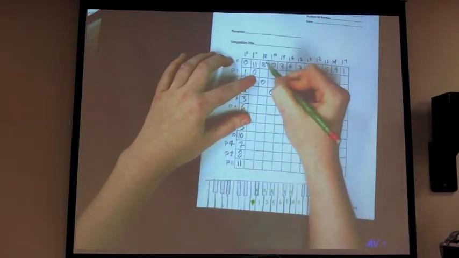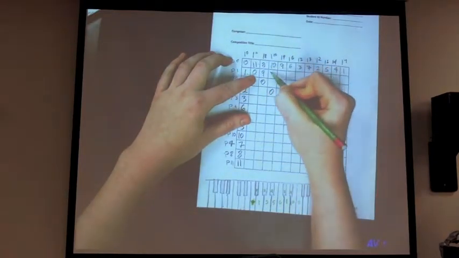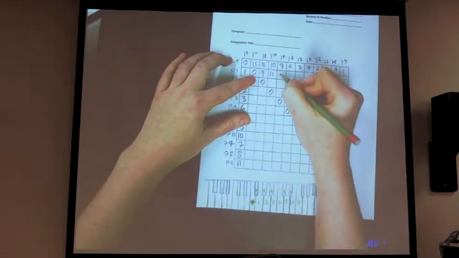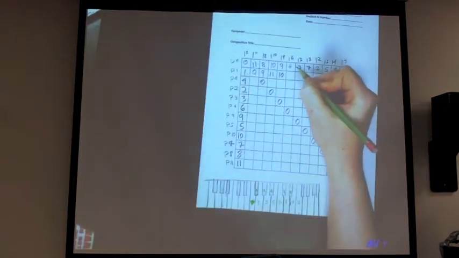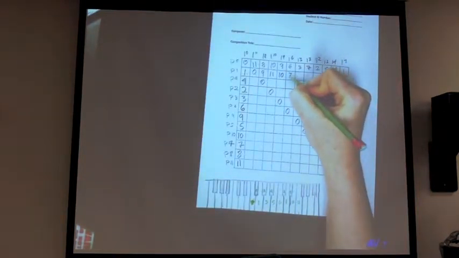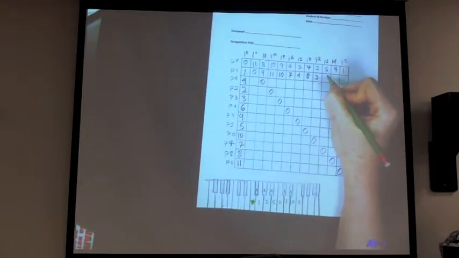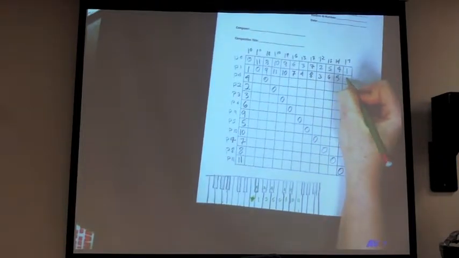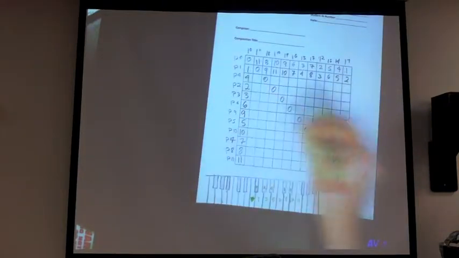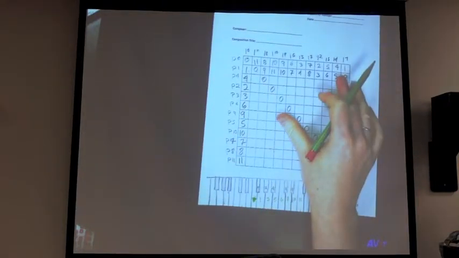So 8 plus 1 is 9. 9 plus 1 is 10, right? 6, 7, 3, 4, 8, 3, 6, 5, 2. Bam, there's your first transposition. Okay?